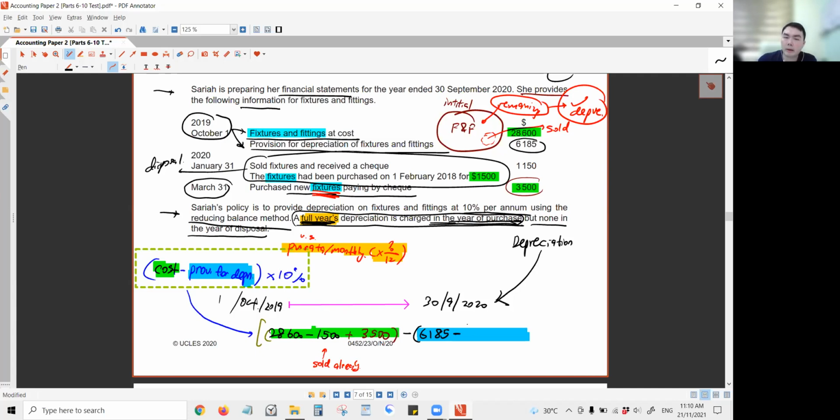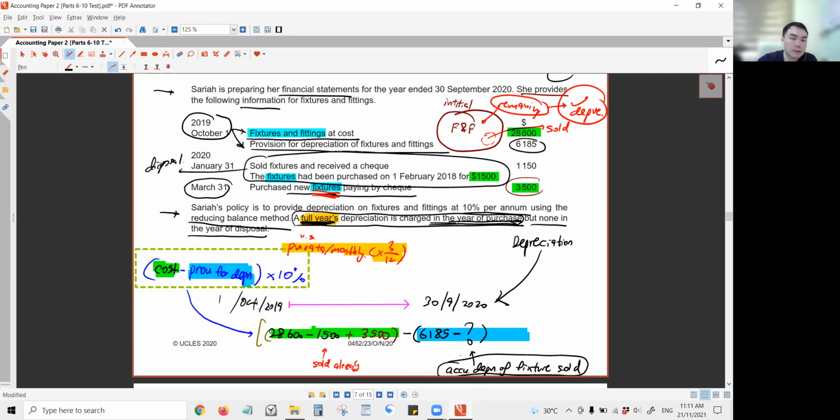Can everybody try to find out what this figure would be? I give you some time, maybe 1 to 2 minutes. You try to find out. Let me repeat what I'm looking for here. This amount is the accumulated depreciation of the fixtures that you sold off. We have to minus it because you don't want to take that into account when you are calculating the depreciation anymore. So what is the amount? Everybody go and find.